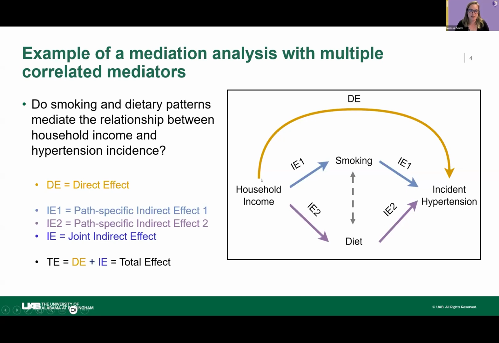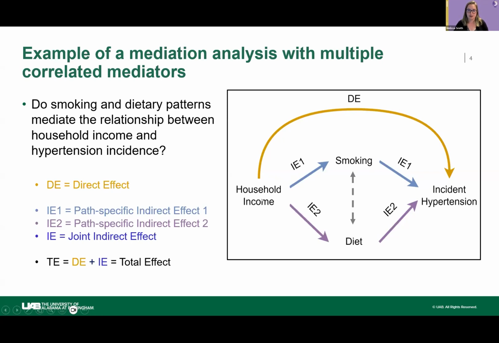Here, we're really interested in understanding mediators of the relationship between household income and incident hypertension. And so we're wondering how much could differences in smoking and dietary patterns explain this relationship between household income and incident hypertension.